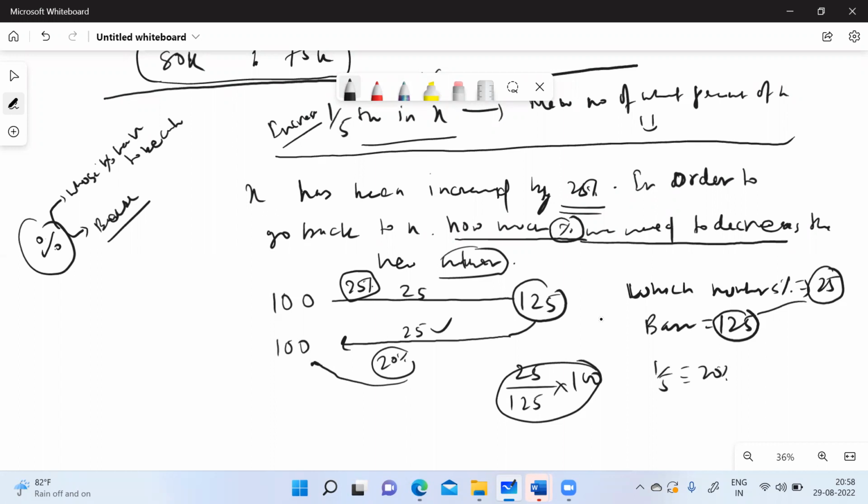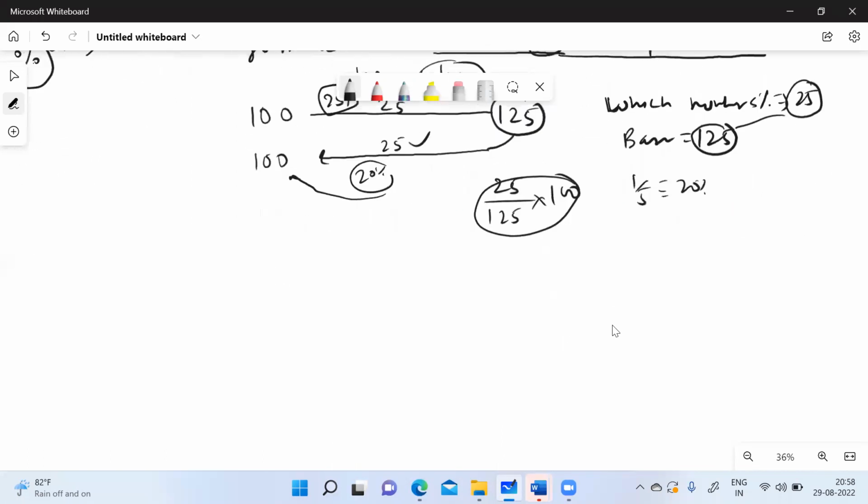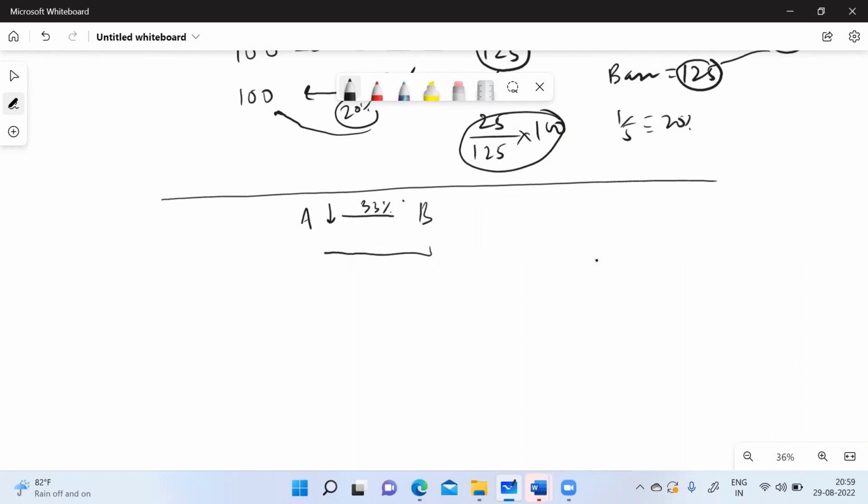The decrease. I'll be doing the decrease part first. So a number got decreased by 33 1/3%. Same question. A decreased by 33 1/3% to reach B. Now, what percentage should I increase? Of course, you have to increase in B. What percentage do I have to increase to reach back to A? बताओ. So could you repeat the question?